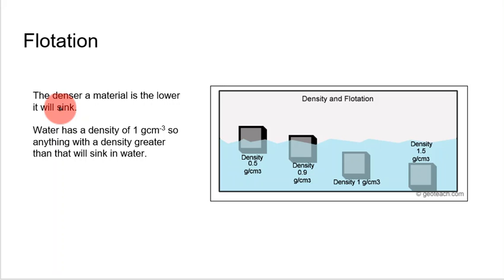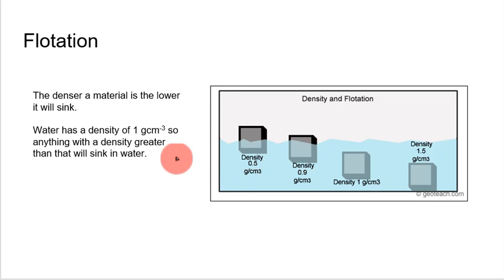So the denser a material is, the lower it'll sink. Water has a density of roughly 1 gram for every cubic centimeter, so anything with a density greater than 1 gram per cubic centimeter will sink in water. If we look at these objects here, this object has a density of 0.5 grams per cubic centimeter. So it is less dense than water, and therefore it's going to float on top of the water.